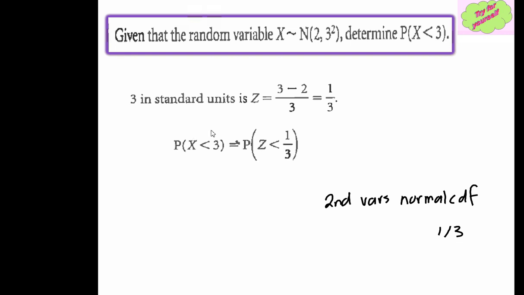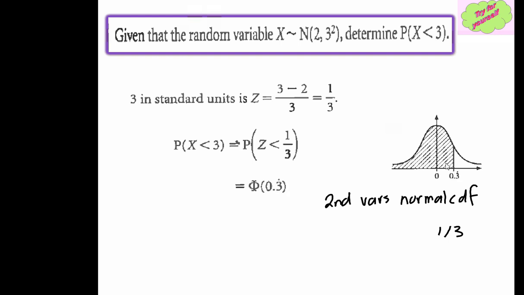So if you're going to put it in the calculator, you're going to go second vars, normal CDF. We're basically finding the probability that z is less than a third instead of x is less than 3, because we've transformed that x value into a z value. z represents an x value for a standard normal curve. If they want the probability, they want the area under the curve. They want less than that, so it's to the left of it. And we've got 0 here, so a third must be up here somewhere.